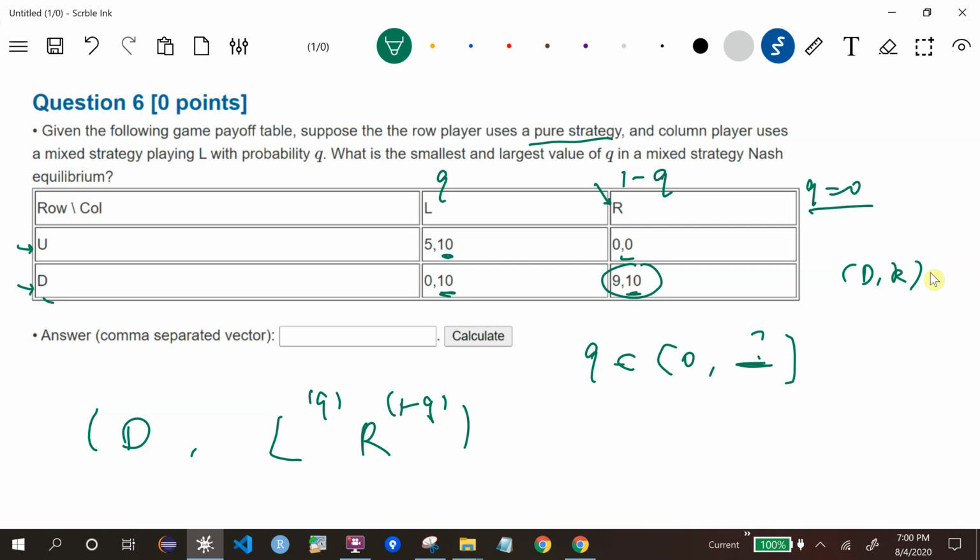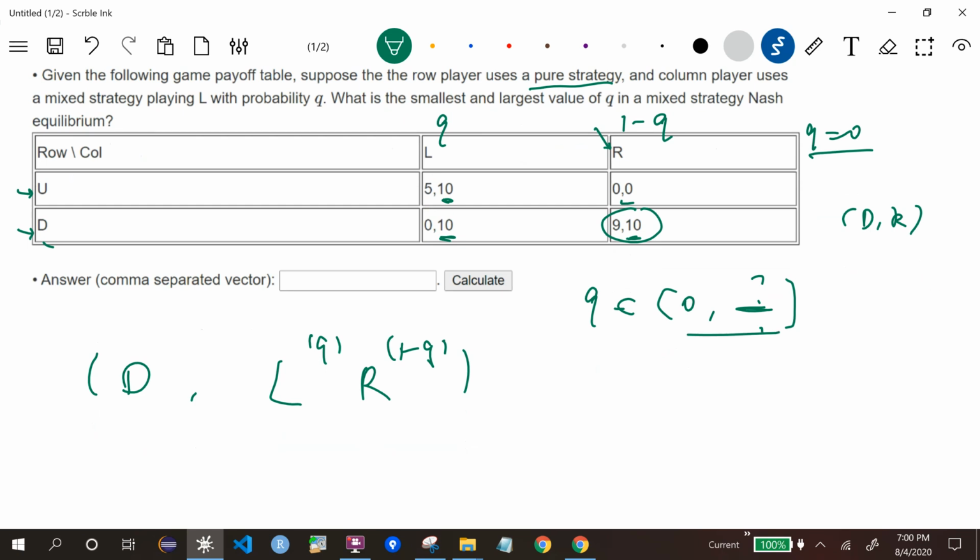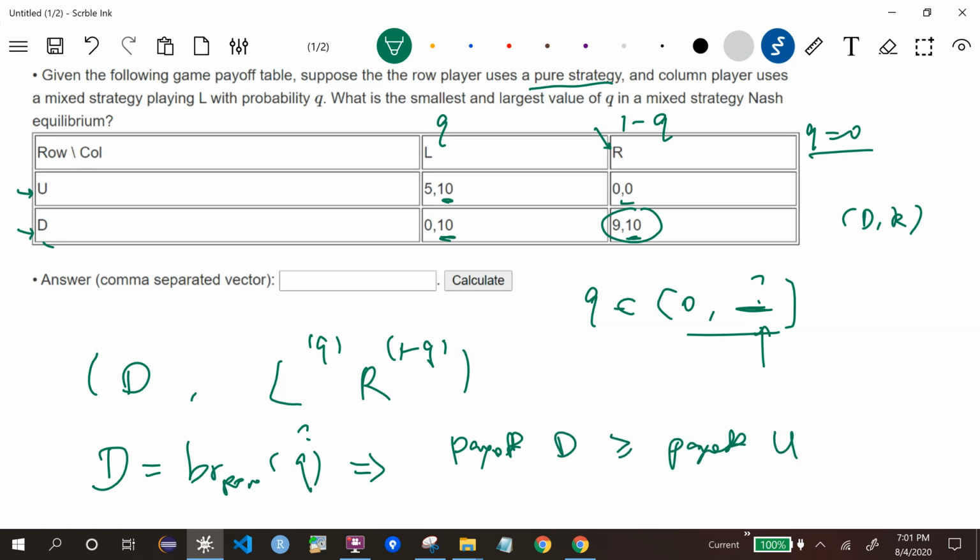This number should probably be when the row player is indifferent between U and D, but let's solve an inequality instead. The condition to figure this out is that D must be the best response of the row player given the column player is mixing with this Q or this question mark. And that implies that the payoff from D should be larger than or equal to the payoff from U.